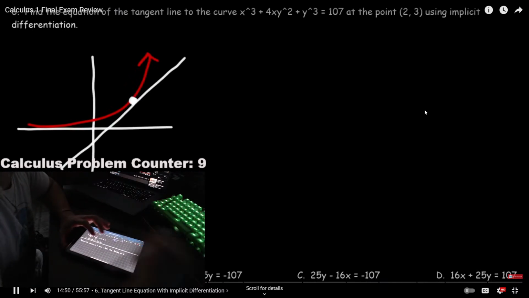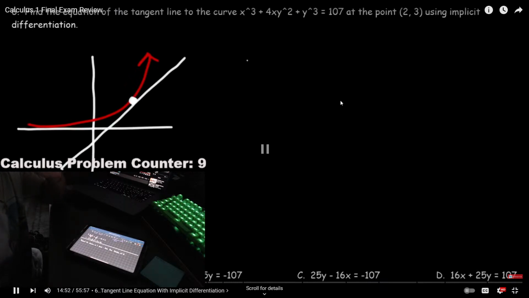The equation of the tangent line. We need three things. So this one says find the equation. Alright, let me write this right. The equation.